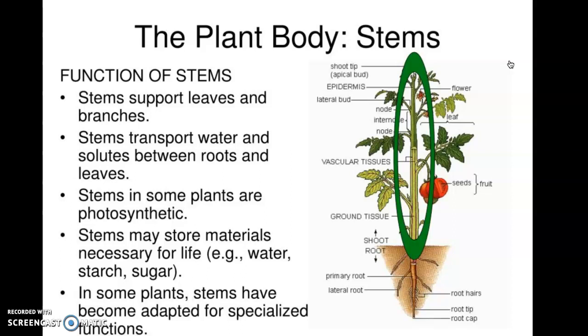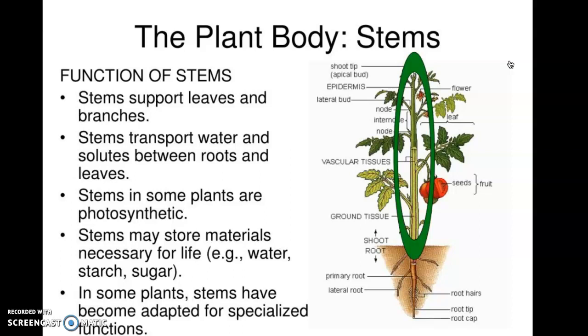Stems in some plants are actually photosynthetic, and we haven't talked about photosynthesis yet. But photosynthesis, sneak preview, is actually creating its own food with the sun. You may have already heard about that process, and we're going to talk about that in more depth later. But some stems actually photosynthesize. Usually those green stems are photosynthesizing.